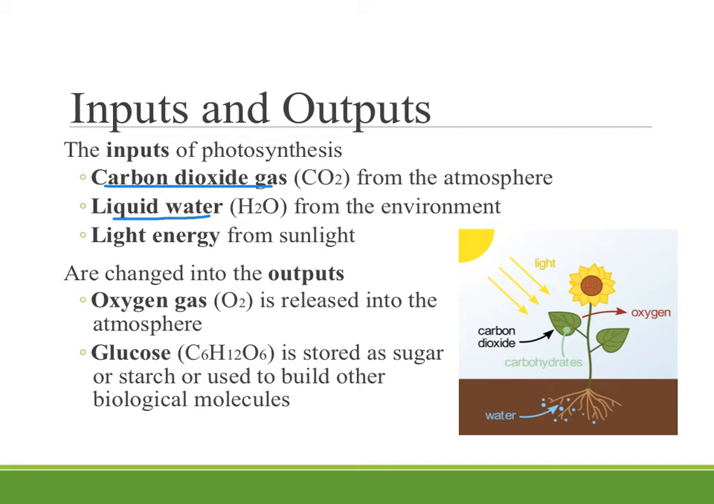And then we've already mentioned the light energy, which is coming from sunlight. Photosynthesis can work under artificial lights as well, but certainly sunlight is much more intense than any light bulb we can develop here. And then these inputs are rearranged so that they are changed into the outputs. The two key outputs are oxygen gas, or O2, which is the chemical formula for oxygen, and it is released into the atmosphere. So carbon dioxide comes in from the atmosphere, oxygen goes out into the atmosphere.